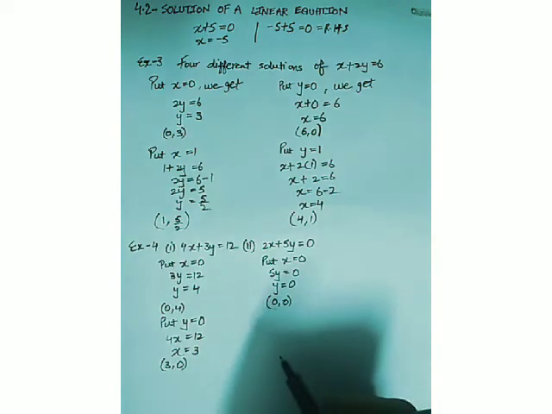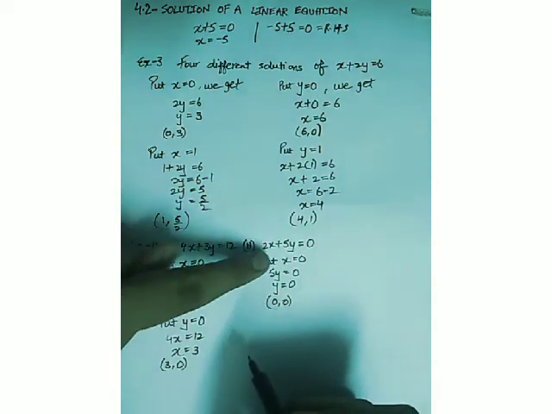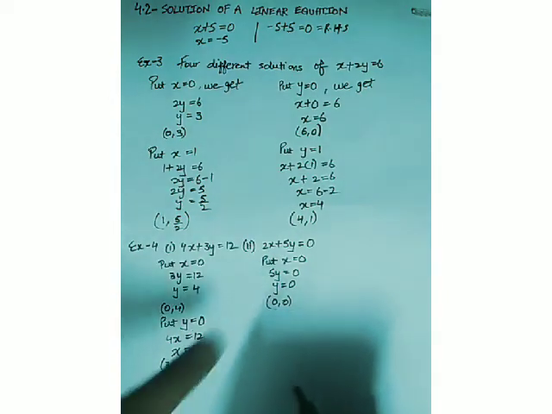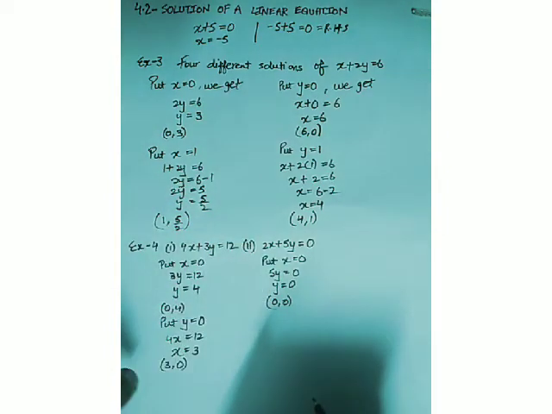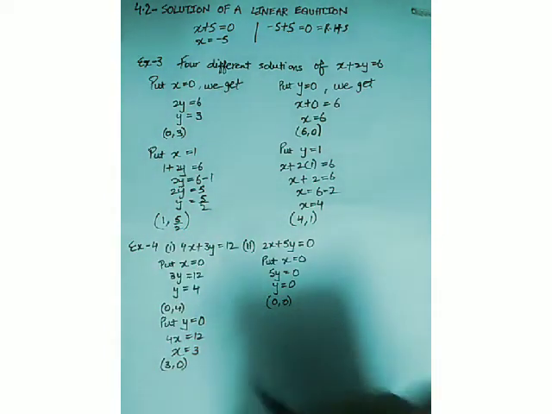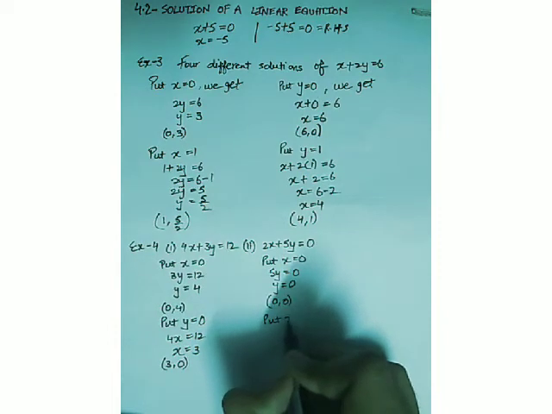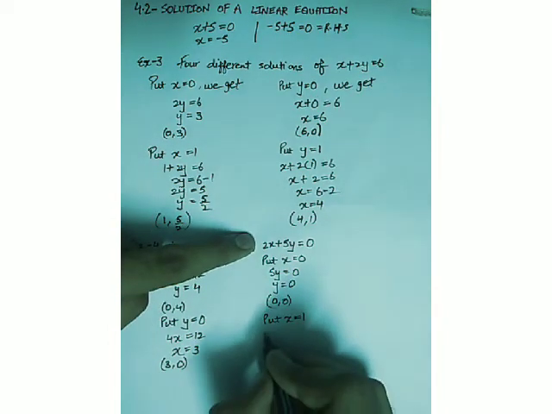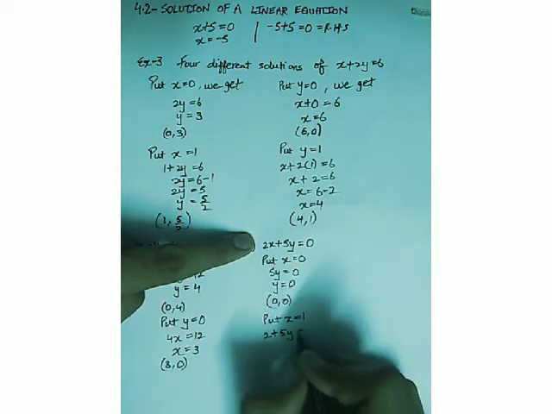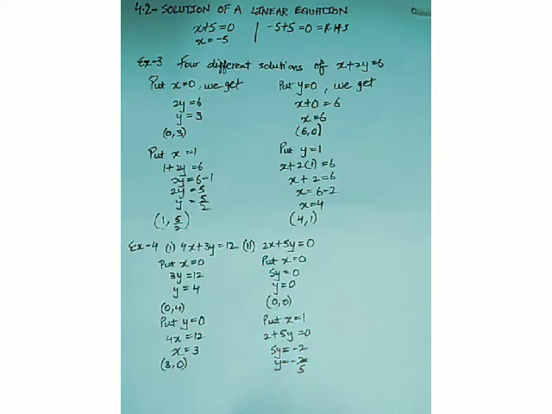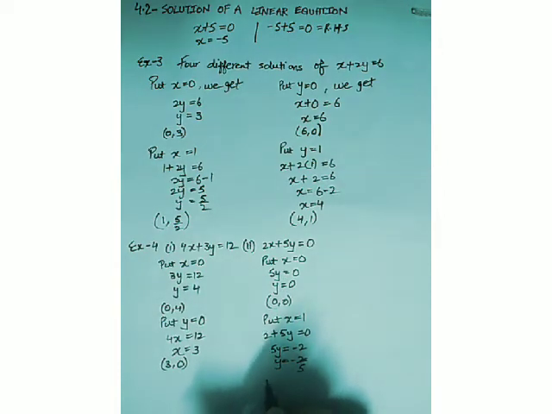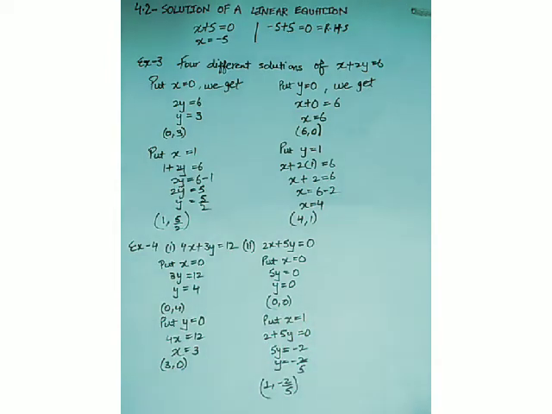Clear? Now see that when you put y is equal to 0, you will again get x is equal to 0. So your second set would be the same as the first set of solution. That is why we will not put y is equal to 0. We will put x is equal to 1. Put x is equal to 1, you will get 2 plus 5y is equal to 0, or 5y is equal to 0 minus 2, that is minus 2, or y is equal to minus 2 upon 5. So our second set would be (1, -2/5). So we have found the other 2 solutions as well.